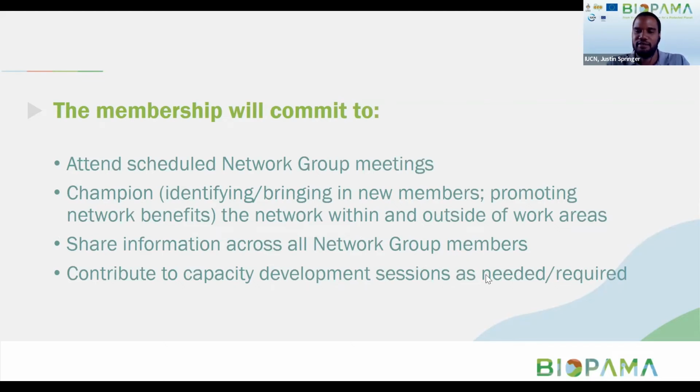Ideally, the members should commit to attending scheduled network group meetings, and championing or identifying new members who they recognize may be in the protected area space, may have challenges with using the METT, or may have questions. Any person that you think the network can offer support to, we would encourage you as a member to share the benefits of the network and encourage them to join, because with the increase in members, you expand the experience in the group, and therefore many of us can benefit from each other's knowledge.